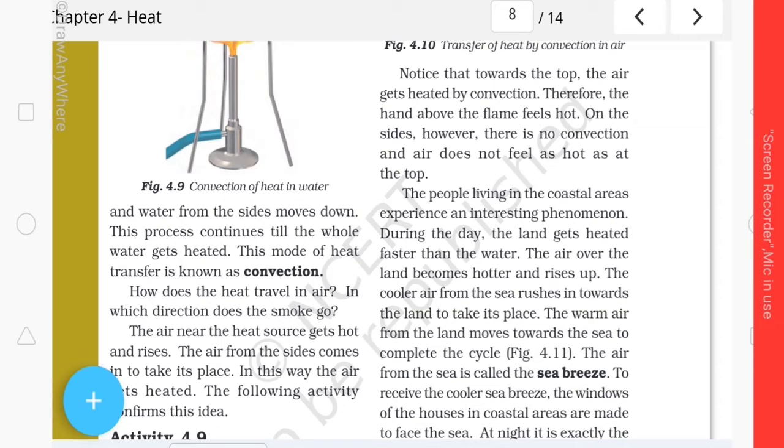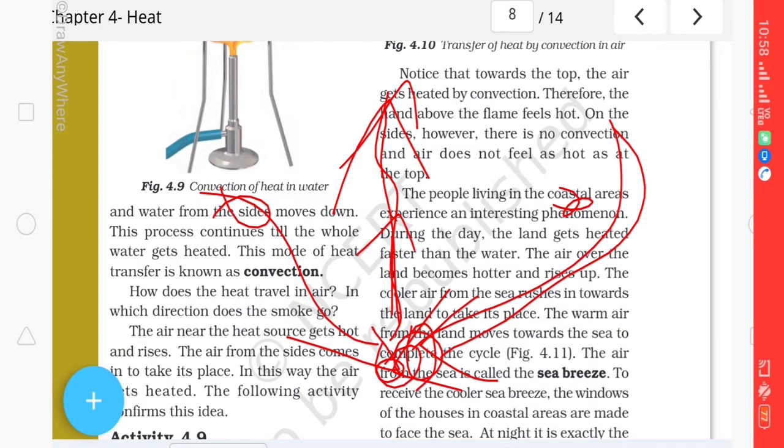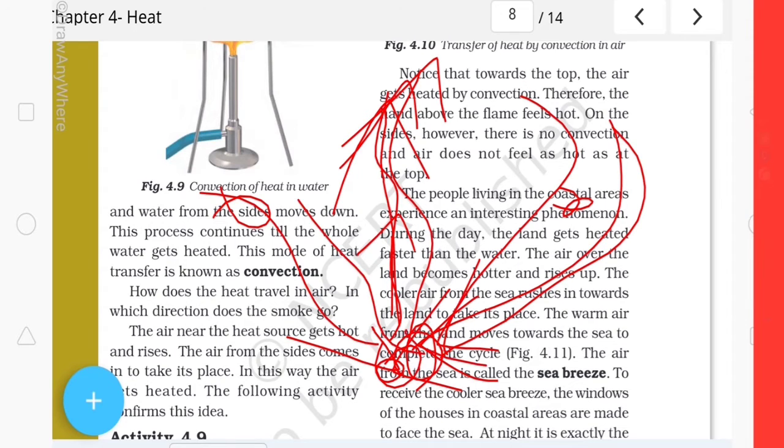So here also what happens? The air will get heated if there is a heat source, and the hot air will rise up, and the cold air from the side will come and take its place, because as hot air goes up, this place is getting empty. So cold air will come down and take its place. Again it will get heated and go up. Again the cold air from other places will come and take its place. So in this way the heat is getting transferred in the air.